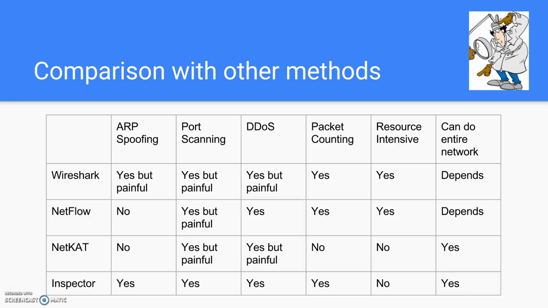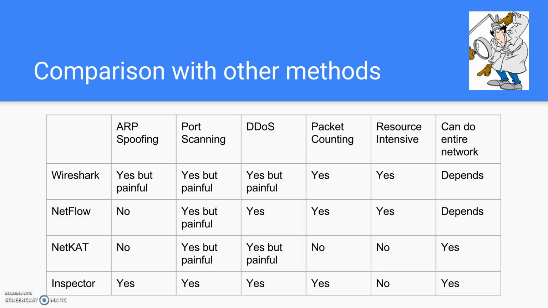As far as using CPU and RAM, Wireshark and NetFlow both are notorious for this. Especially as traffic speeds increase, you start to drop packets. So like in NetFlow's case, it has to actually sample because it can't process every single packet. It just incurs too much overhead at that point.